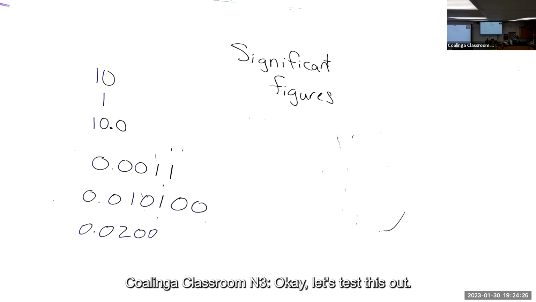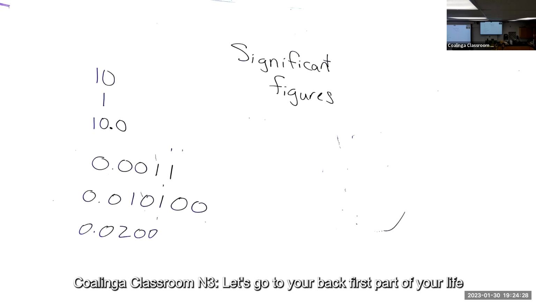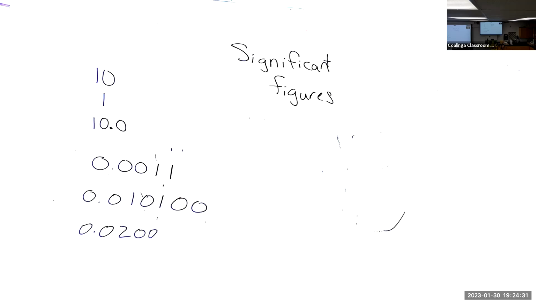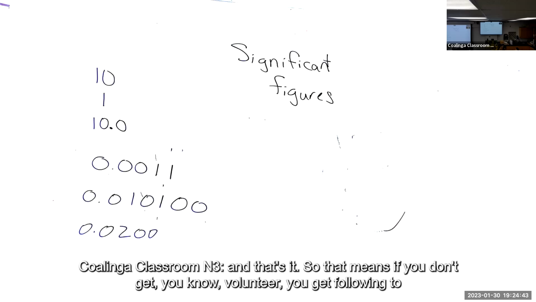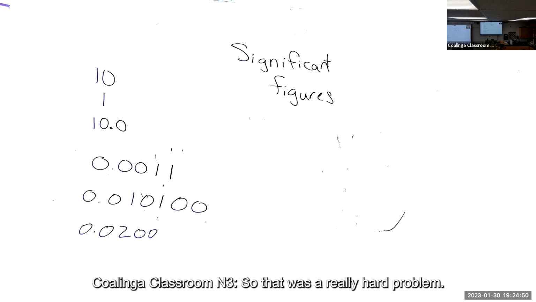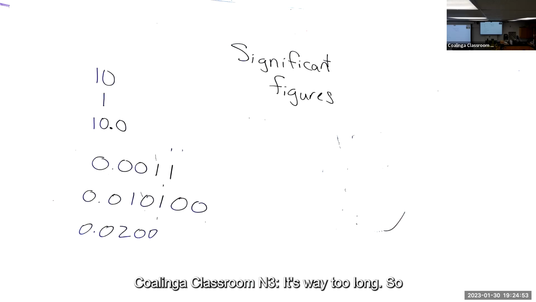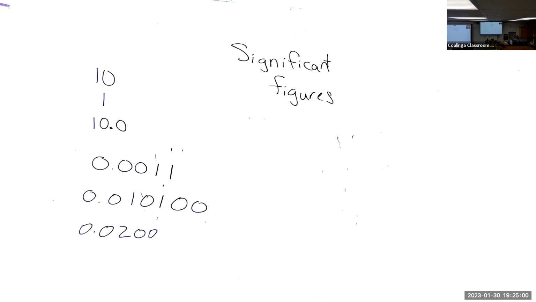Okay. Let's test this out. Let's go to your lab, first part of your lab. The goal is we're going to have a volunteer, but we can't have the same volunteer for all the questions. So that means if you don't volunteer, you get voluntold. Right? So you may end up with a really hard problem if you wait too long. That's the difference between volunteering and voluntold.